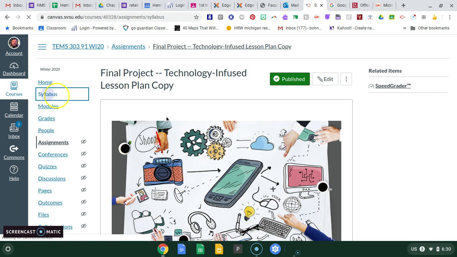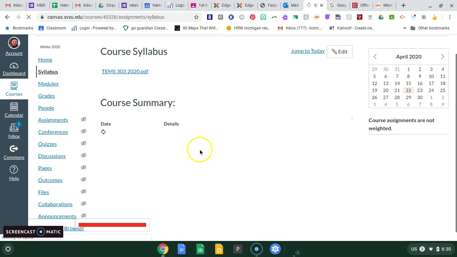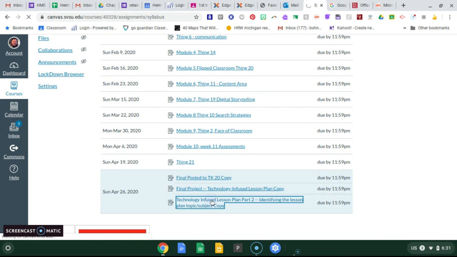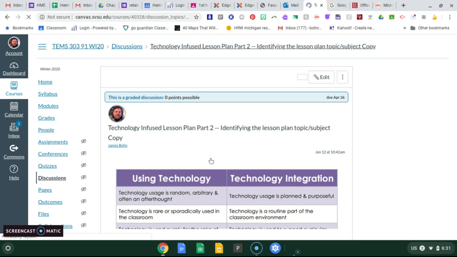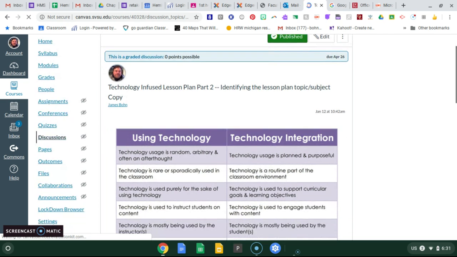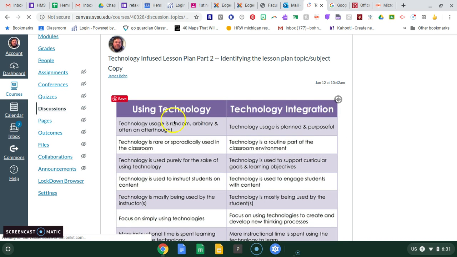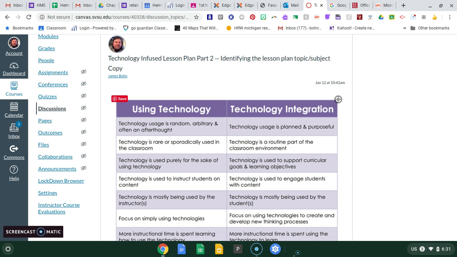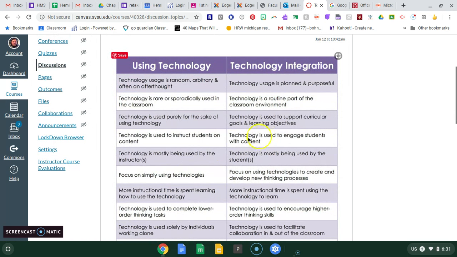Let me go back to the syllabus, go back down to that one spot. So that takes care of those two parts of the final project. This part here, this is where you're going to be looking at: did you use technology or did you infuse technology? That's really what this is all about. Using technology is just having it there for the sake of technology. Like, let's say instead of writing it on the chalkboard or on the whiteboard, you put it up on a screen. Well, that's not really infusing it. That's just a substitute. So that's all these two columns are talking about.